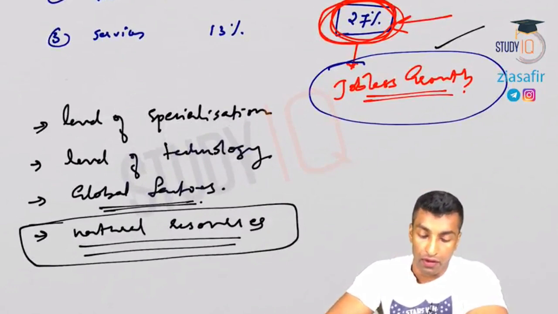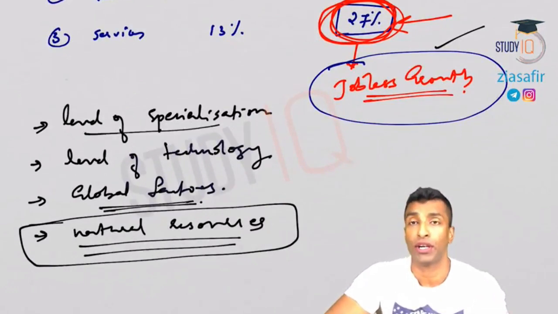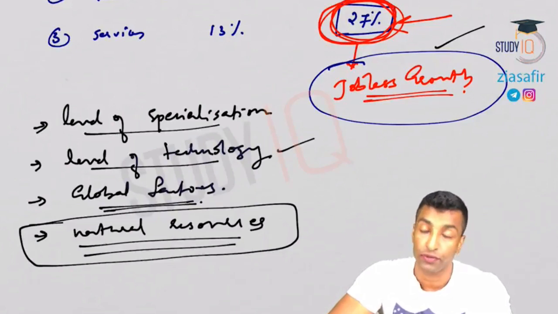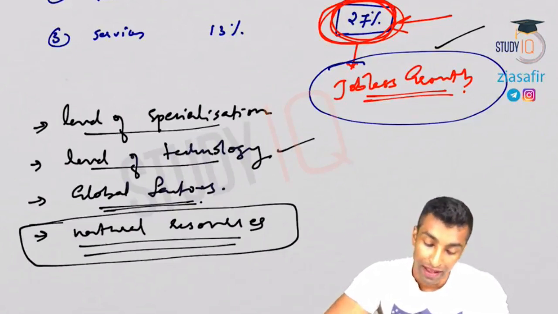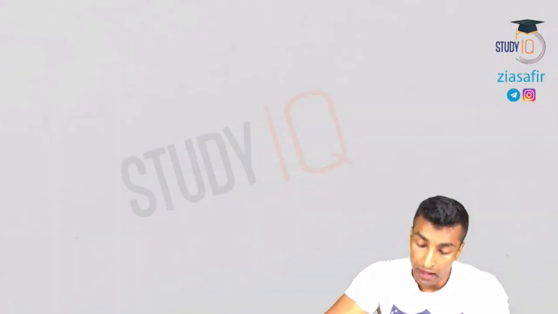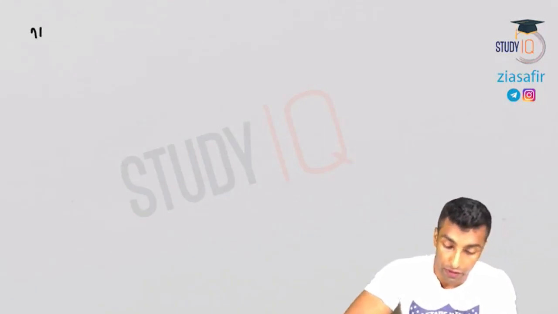And then we have other factors like level of specialization, level of technology. If it is good, it's fine. If it is not good, it's okay. Then global factors, natural resources. This can be a non-economic factor in some books. Now let's look into the non-economic factors.